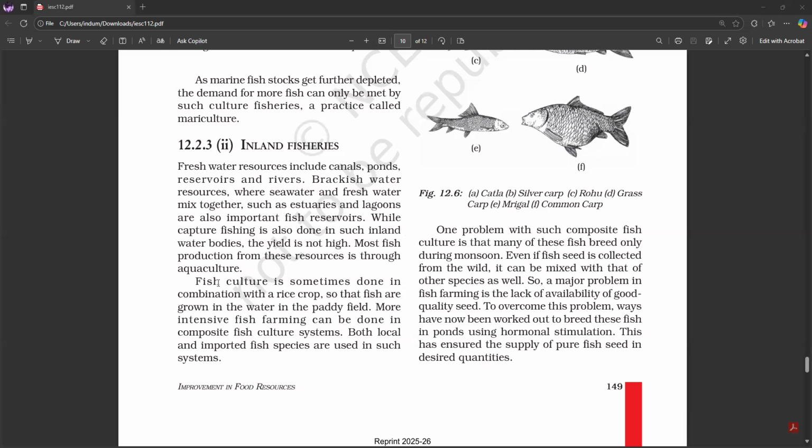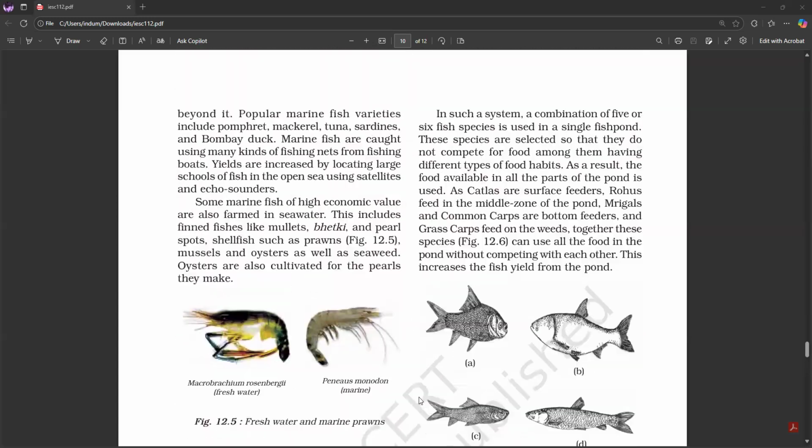Most fish production from these resources is through aquaculture. Fish culture is sometimes done in combination with the rice crop so that fish are grown in the water in the paddy field. More intensive fish farming can be done in composite fish culture systems. Both local and imported fish species are used in such systems.